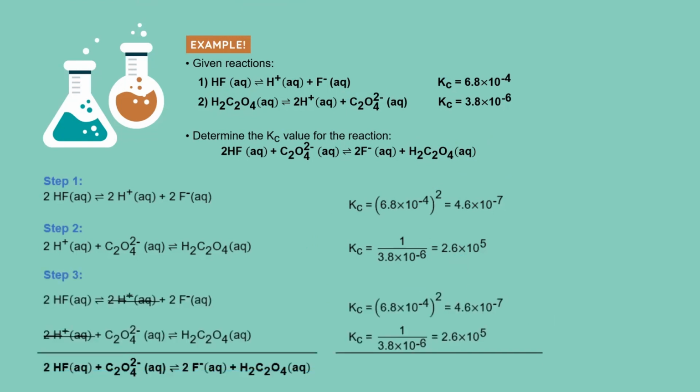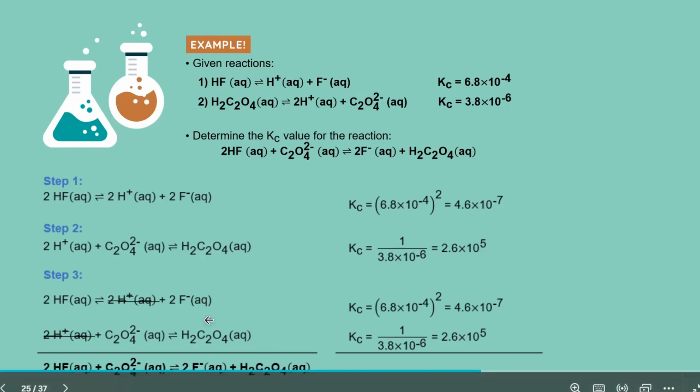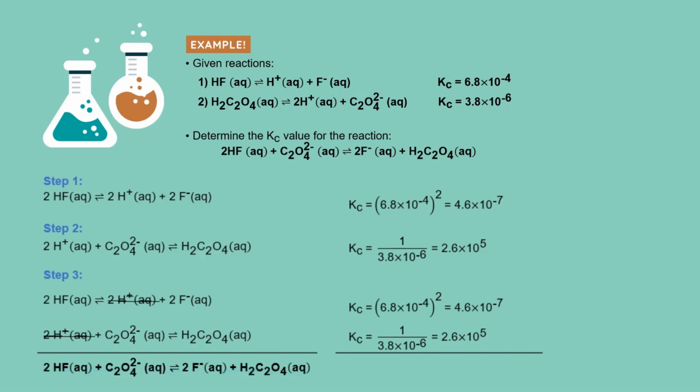And in the final step, with both equations properly aligned, we now can cancel out the like terms, similar to how we simplify equations in math. And since it is clear that we successfully performed the correct operations to arrive at the net equation, we now multiply the respective Kc values to determine the equilibrium constant of the desired net equilibrium reaction. And as a result, we get a Kc value of 0.12.